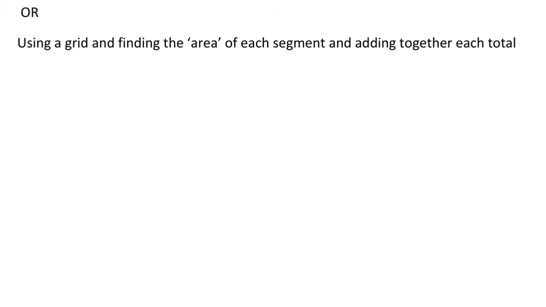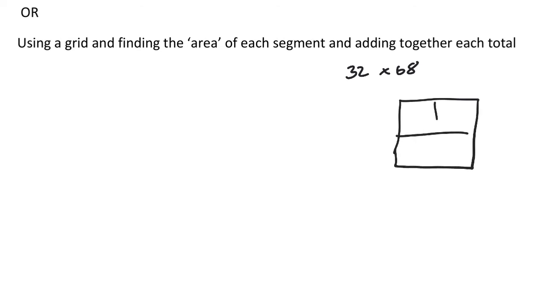Or we can use a grid method and use it to find an area. Now we may have done long multiplication like this before, so if we had 32 times 68, one of the ways in which we can do that is to consider it as 30 and 2 and 60 and 8. And if we work out the area of each rectangle, so this rectangle is 30 by 60, which is an area of 1,800.